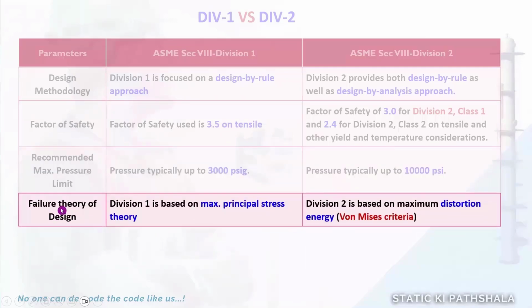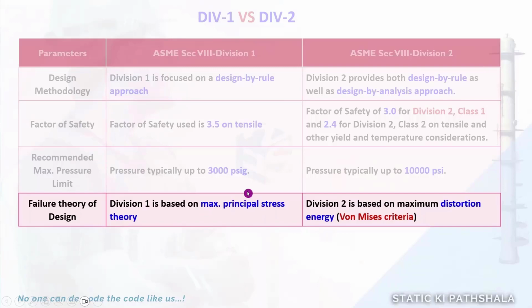When it comes to the failure theory of design, those who have any queries or questions can just write them down. At the end of the session, we'll take all the questions one by one. So for failure theory of design, Division 1 is based on maximum principal stress theory and Division 2 is based upon the von Mises criteria, which comes under the maximum distortion energy theory.